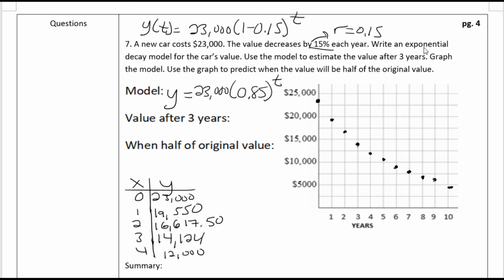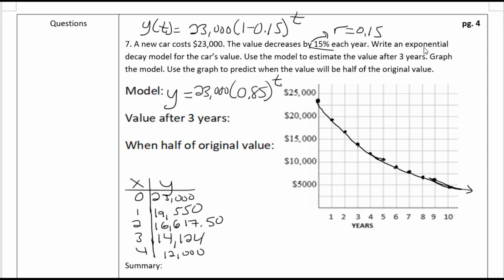So the value decreased quite a bit. After 10 years, it went from a brand new $23,000 car to a car that is roughly $4,500 after a decade. So that is depreciation. And notice it's an exponential function. So at some point, it'll level out, right? So that's an exponential decay.